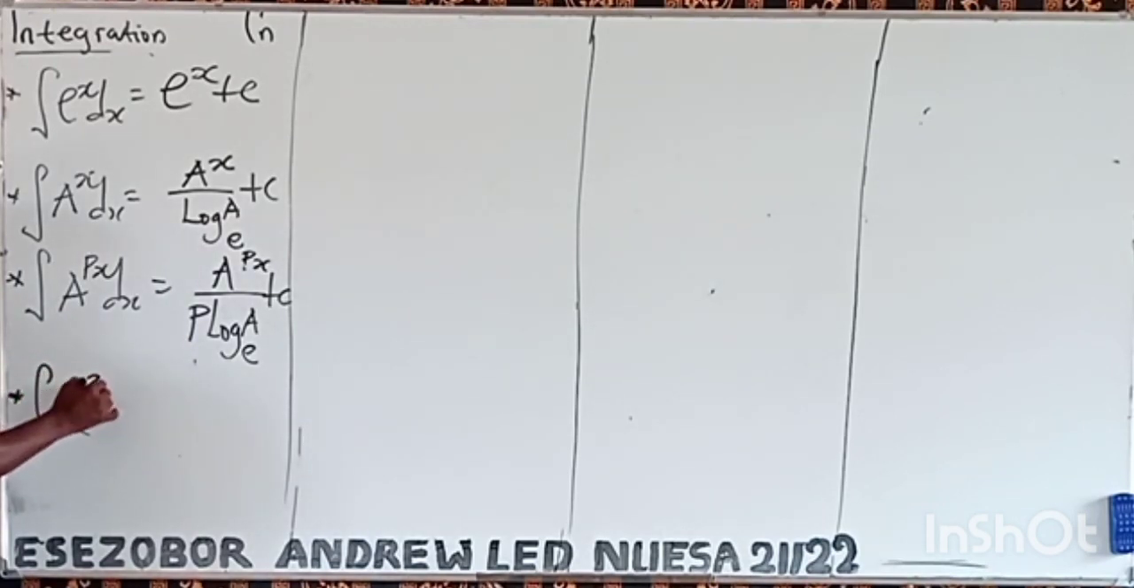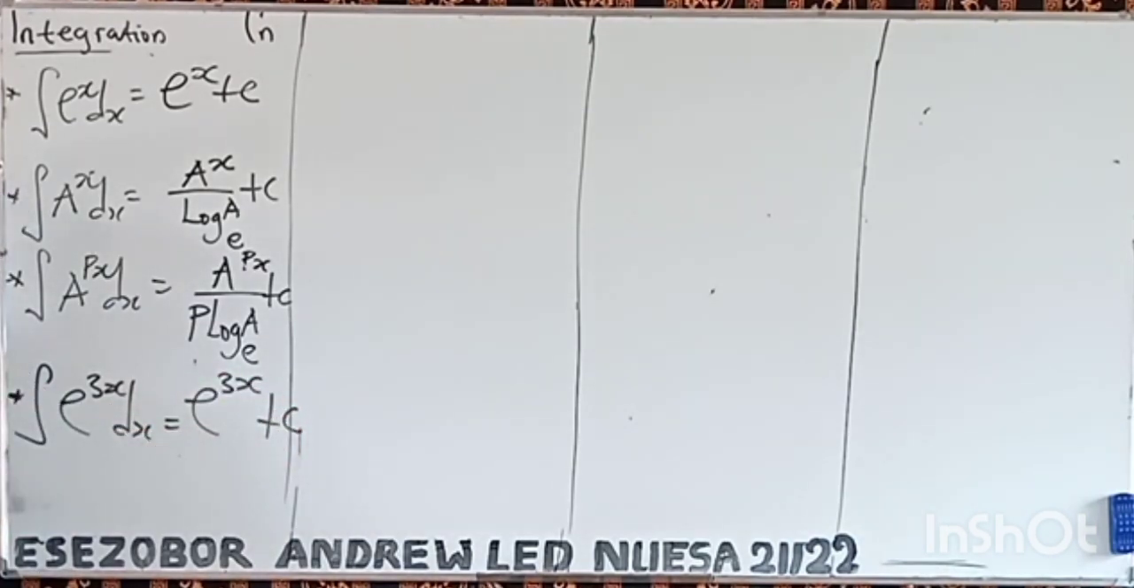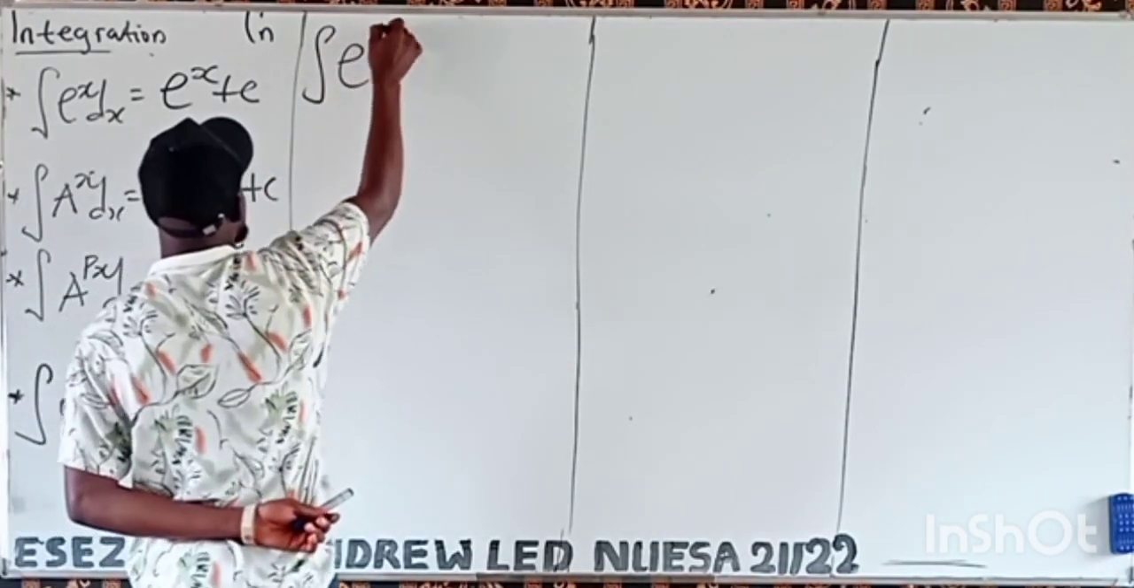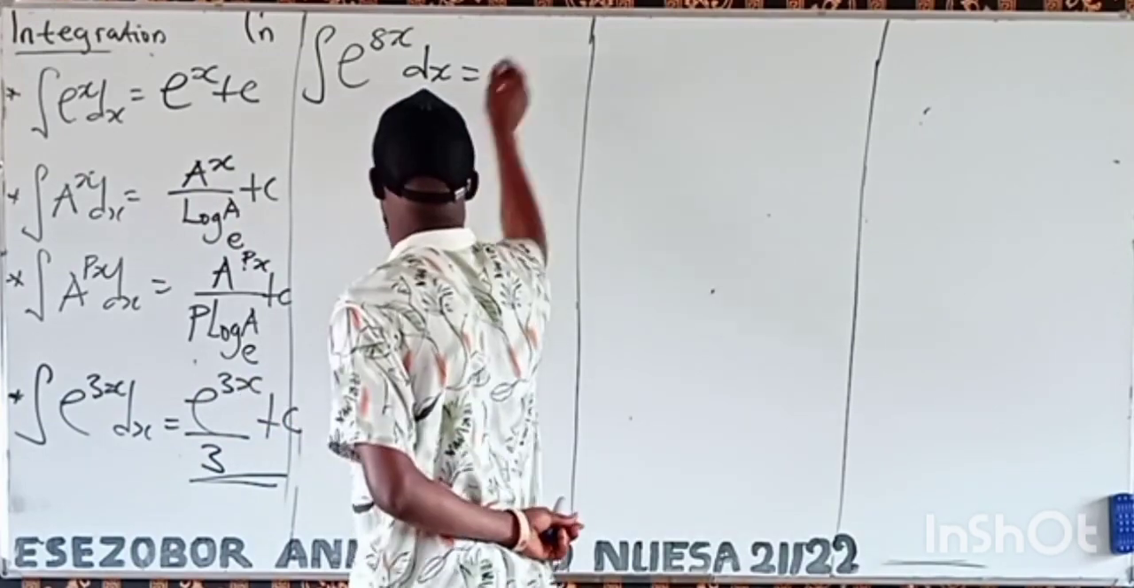Now let's say we have something like this. Integrate e to the 3x dx. What will be the answer? That becomes e to the 3x plus c. But the reason why that will not become the final answer is because, look at it, what we have here is 3x, not x. So what we will now do to this 3x? We will differentiate 3x. Differentiate 3x, what is the answer? 3. Divide the answer by that 3. That will be the final answer. So if I say integrate e to the 8x dx, what will we say the answer is? That's how it comes.